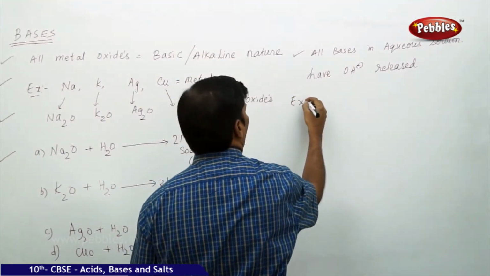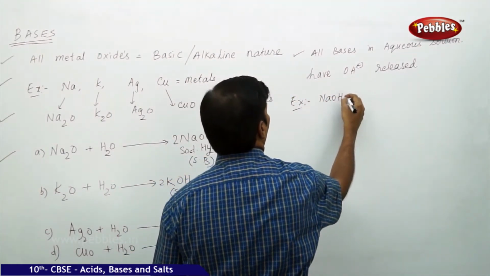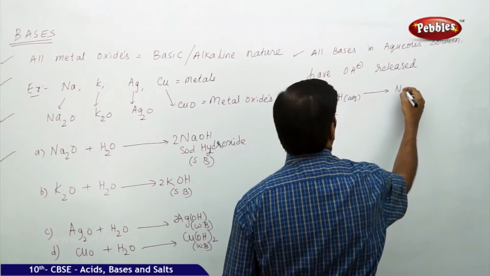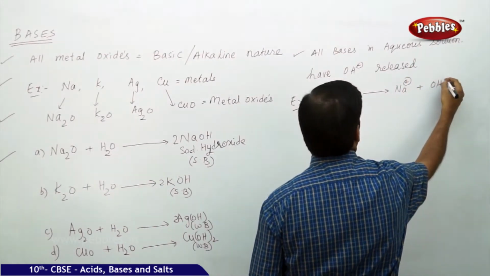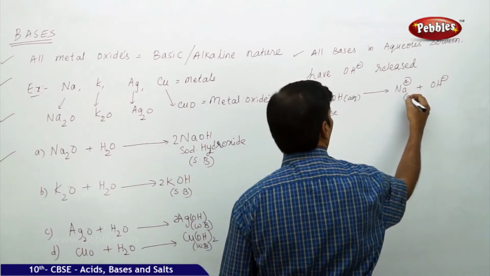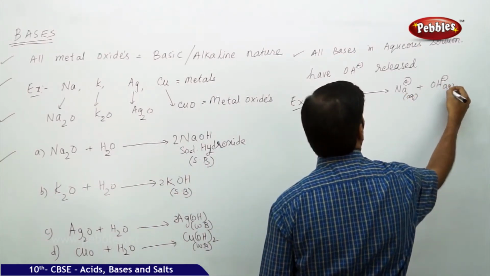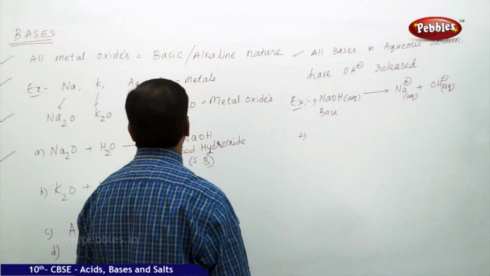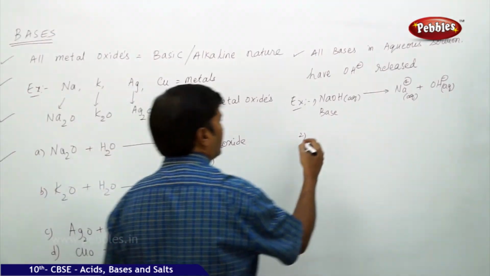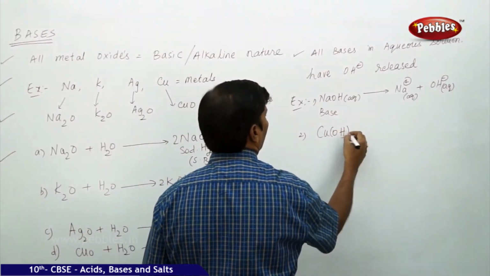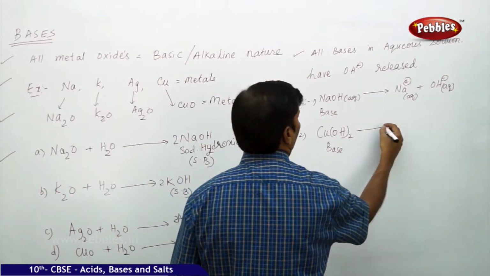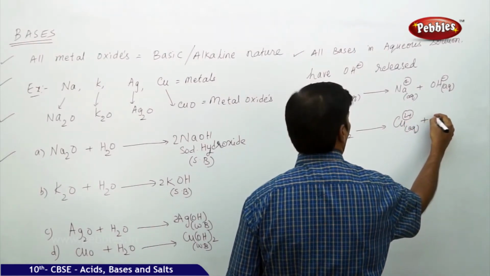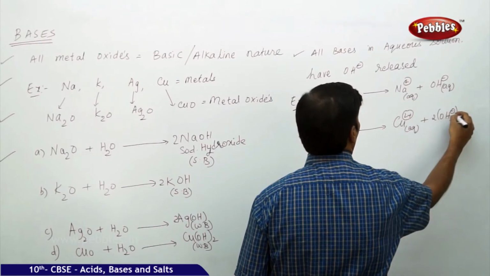Example, take NaOH aqueous, it's a base. When it is ionized, it gives Na plus aqueous and OH minus ions aqueous. Second, take cupric hydroxide, again a base. It dissociates to give one cupric ion, aqueous, plus 2 OH minus ions, aqueous.